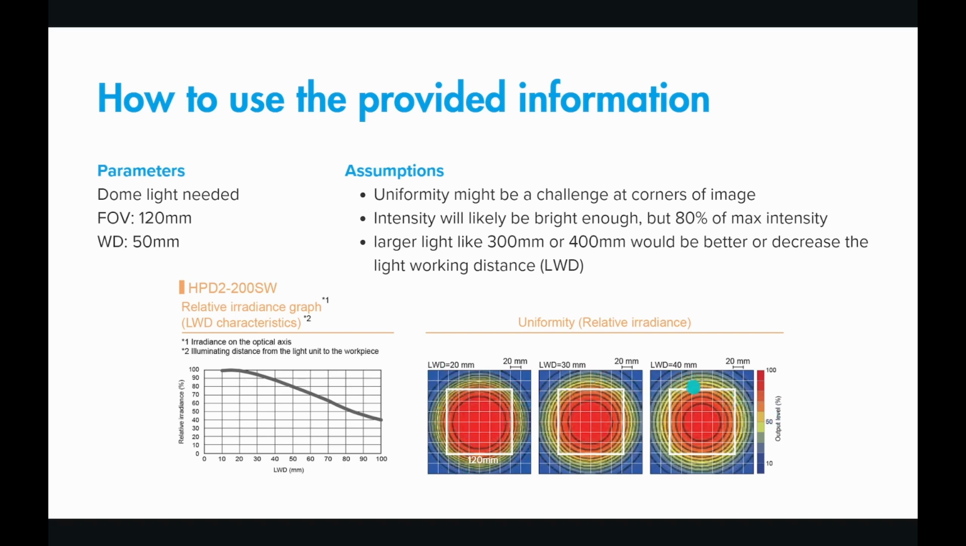At the light working distance of 40 millimeters, I get pretty good drop off here at the corner. So at a light working distance of 50 millimeters, I know I'm going to get even more drop off. And I can tell that at a light working distance of 50 millimeters, my relative irradiance is at 80%. So it's going to be bright enough, but my uniformity might be a challenge. So based on looking at what 120 millimeter field of view looks like with this uniformity of a 200 millimeter light, I would probably want to step up to a 300 millimeter or 400 millimeter light to get better results.